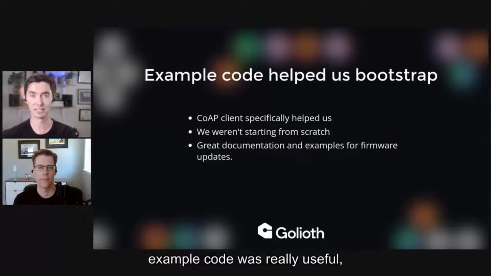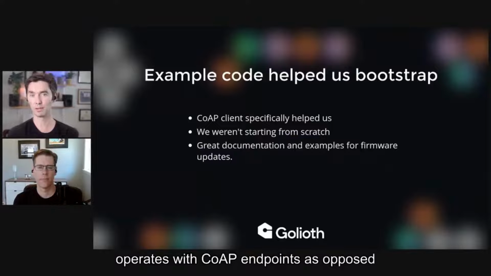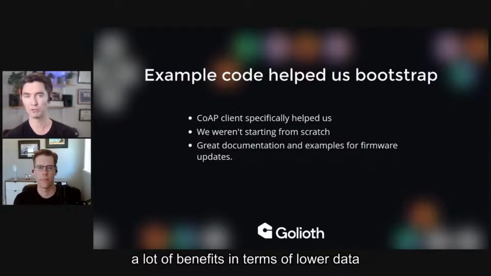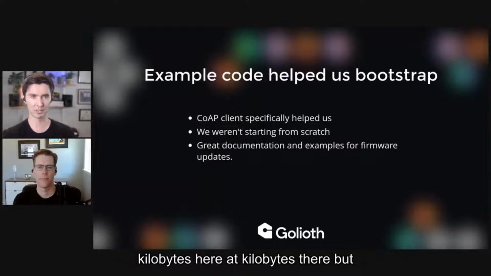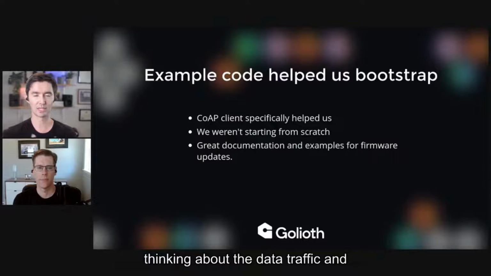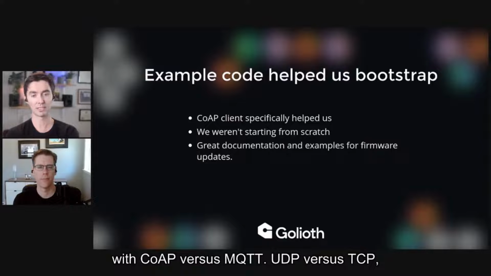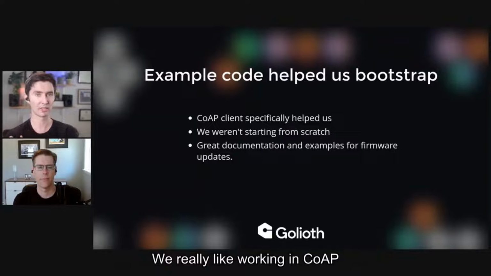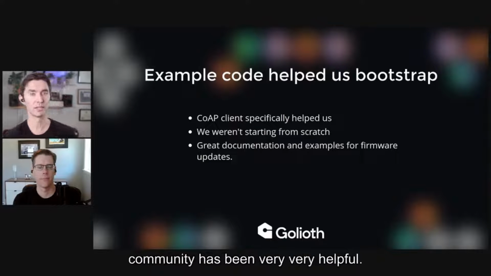Not only that, example code was really useful, especially a CoAP client. Goliath operates with CoAP endpoints as opposed to something like MQTT. We think there's a lot of benefits in terms of lower data overhead. Again, when you're scaling, you might not care about a couple kilobytes here, kilobytes there, but think about the data traffic and all of the compression that might happen with CoAP versus MQTT, UDP versus TCP, all of those different things. We really like working in CoAP, and you'll see that in some of our examples. The great documentation, though, and being able to tap into the community has been very, very helpful.